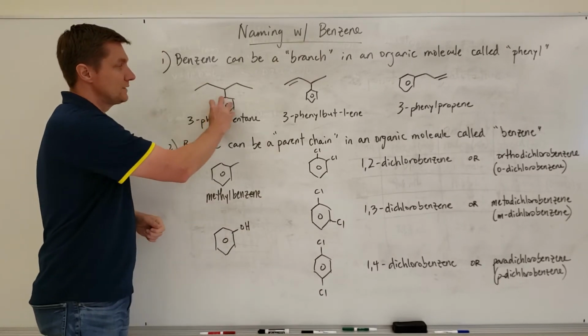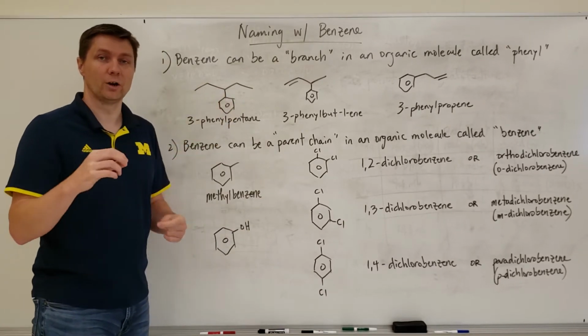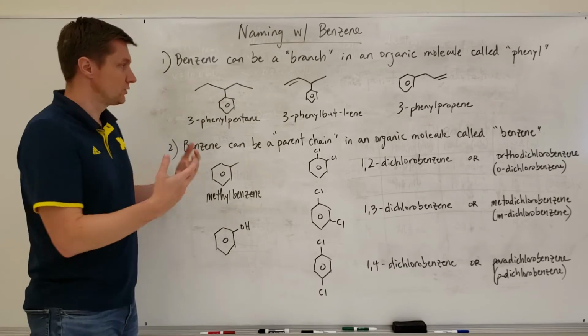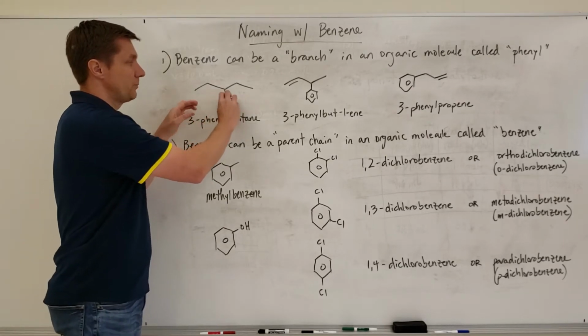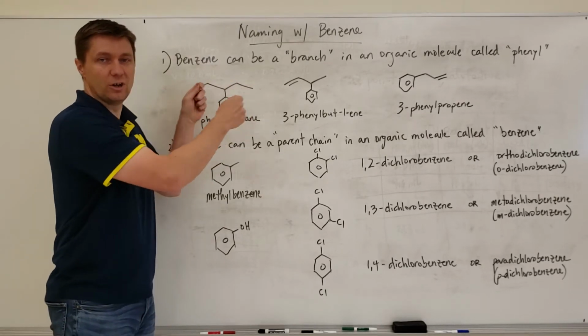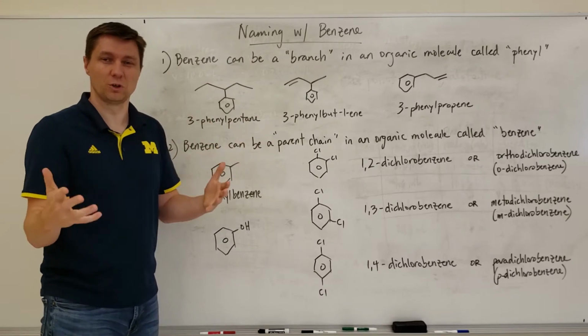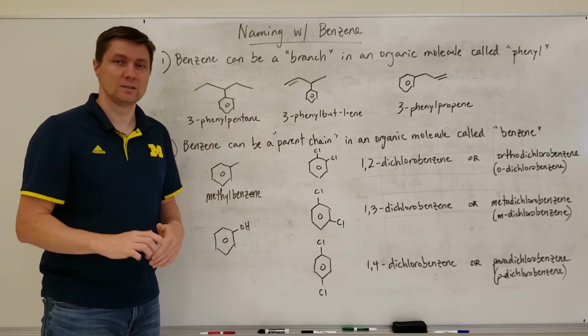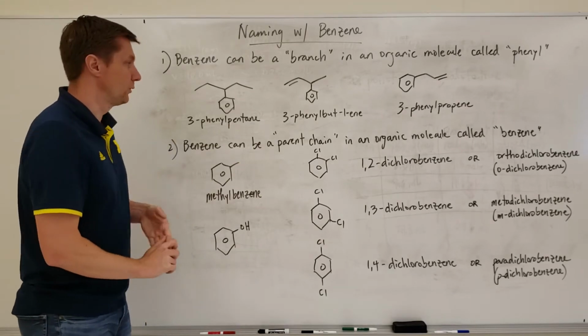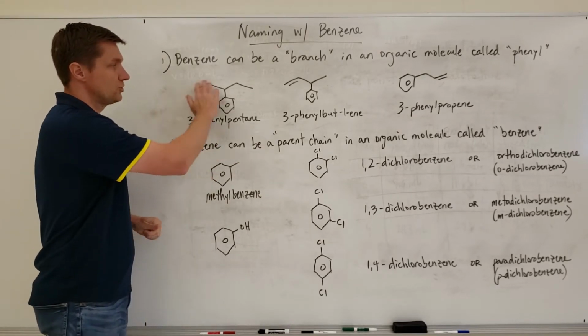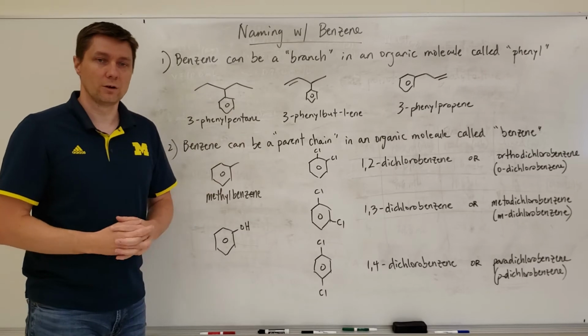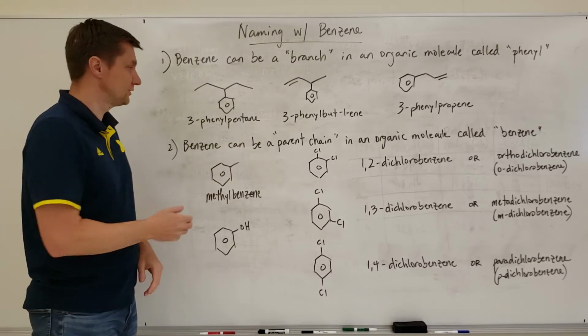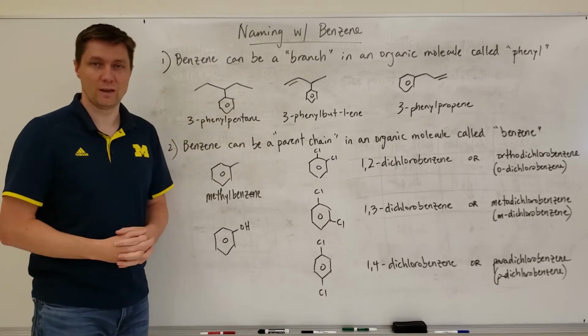So if you've got a benzene ring coming off of a parent chain somewhere in the middle, it's really hard to make this the parent chain and these the branches coming off in two different directions. It just doesn't really work that way. And so if you've got a benzene ring in the middle of a parent chain, that benzene ring is going to be a branch, and we call it phenyl. So we just number this chain using regular numbering rules for branches, and this ends up getting 3-phenylpentane as its name.